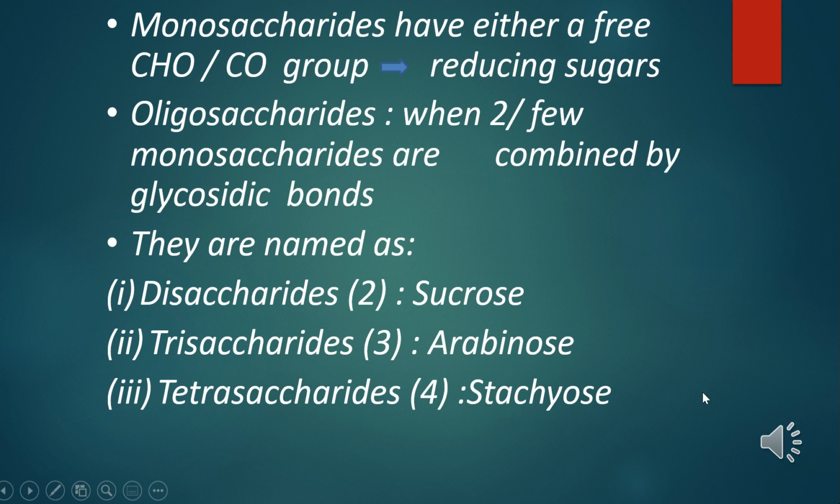Monosaccharides have either a free CHO or CO group, so they are reducing sugars, and oligosaccharides are formed when two or a few monosaccharides are combined together with the help of glycosidic bonds. Glycosidic is a bond which joins the monosaccharides together. Examples are given here: disaccharides such as sucrose, meaning two monosaccharides are joined together. Trisaccharides are like arabinose, three monosaccharides attached together, and tetrasaccharides, an example is given here.